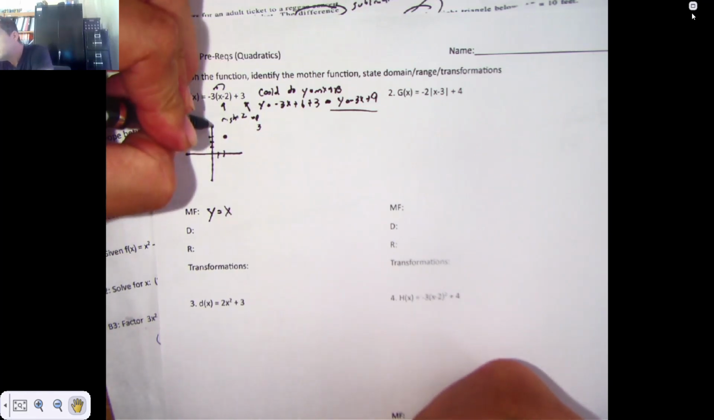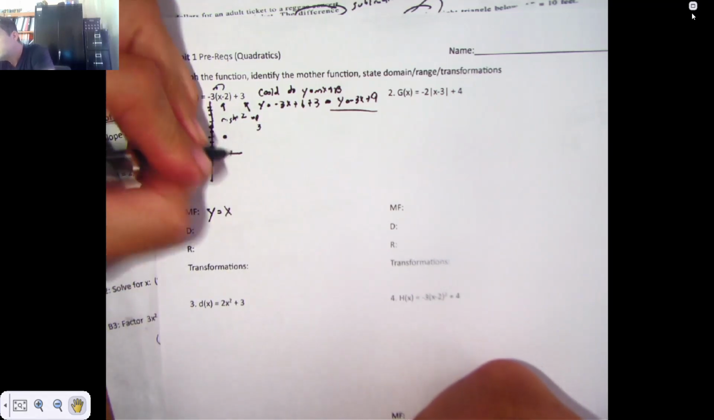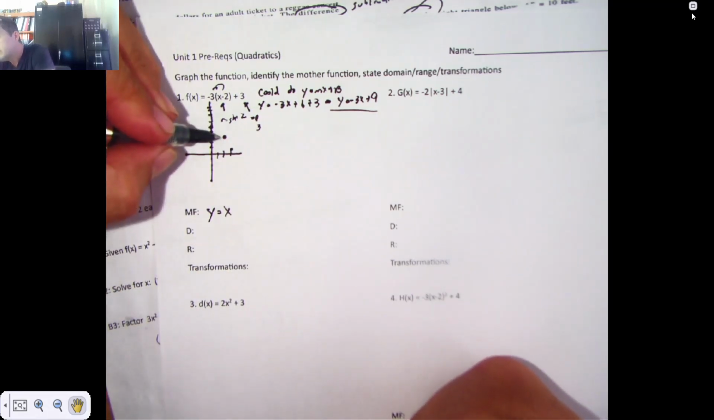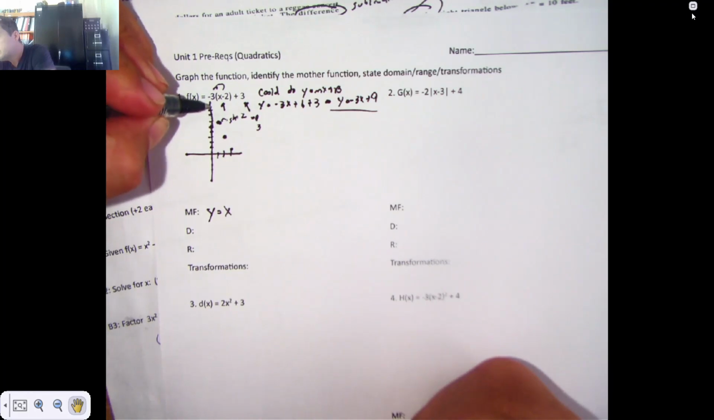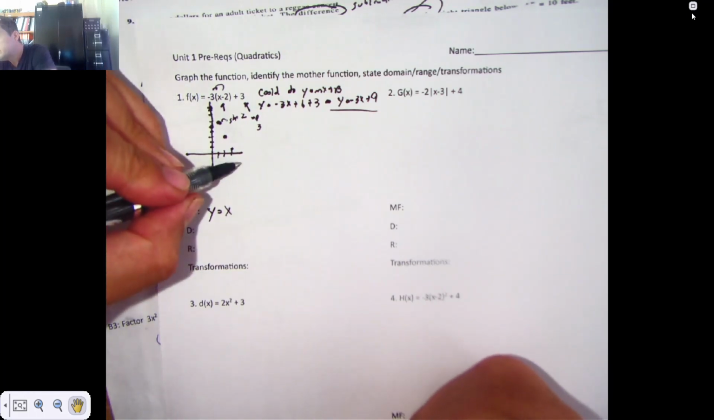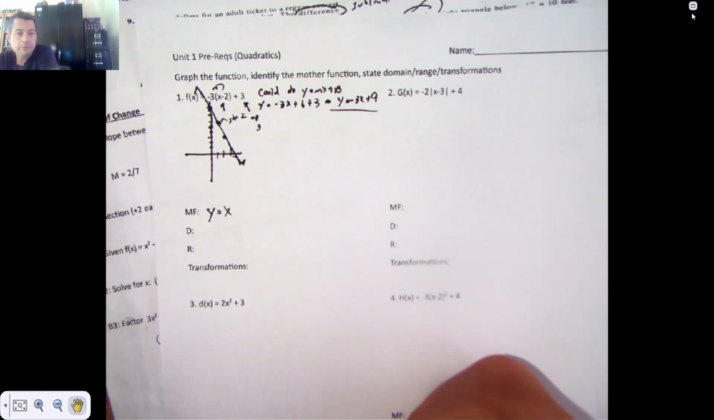And I wonder if I've got enough room for tick marks here. 1, 2, 3, 1, 2, 3. Instead of falling 3 and running 1, which I could do, I could also go the other way. I could rise 3 and run left 1. And that would actually put me right up there at my y-intercept. It's just something you can do if you understand transformations.